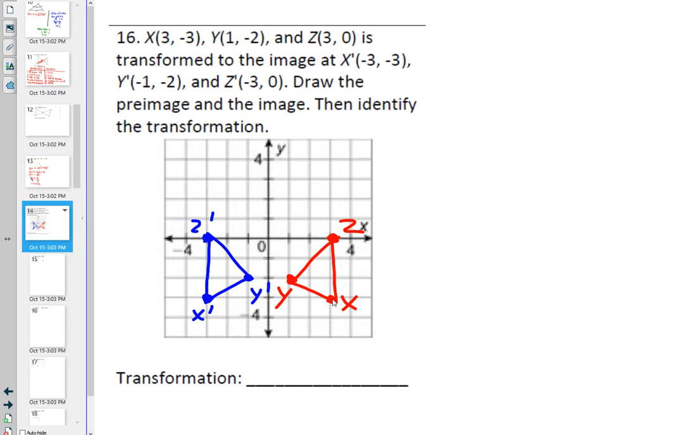So compare the image and the pre-image. What type of transformation does it appear occurred? It does appear like a reflection, because look at the corresponding points. Y corresponds with Y, and they're both 1 unit away from the y-axis. Z corresponds with Z, and they're both 3 units away from the y-axis. And the same thing with the X. It doesn't appear that the triangle has changed shape, so no dilation has occurred. So this would be a reflection, and if you wanted to be more specific, what type of reflection? Over the y-axis. Good.